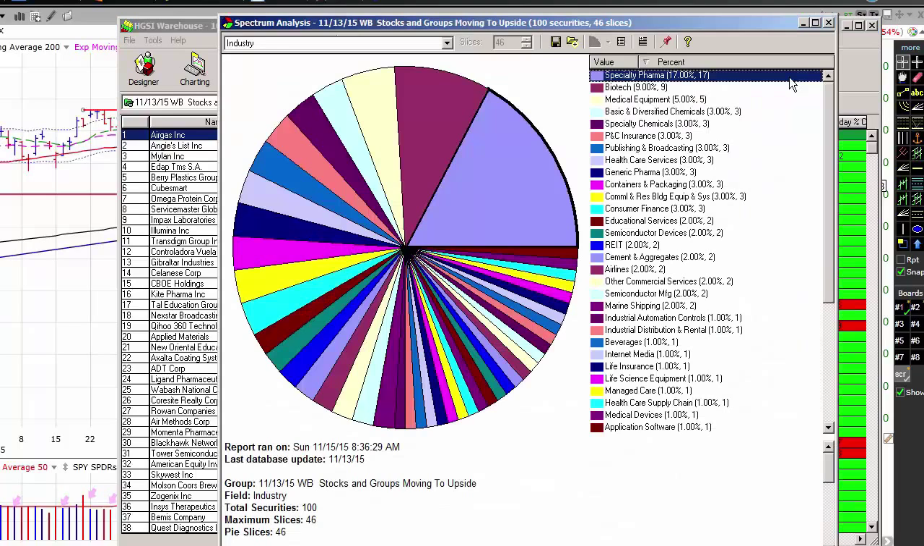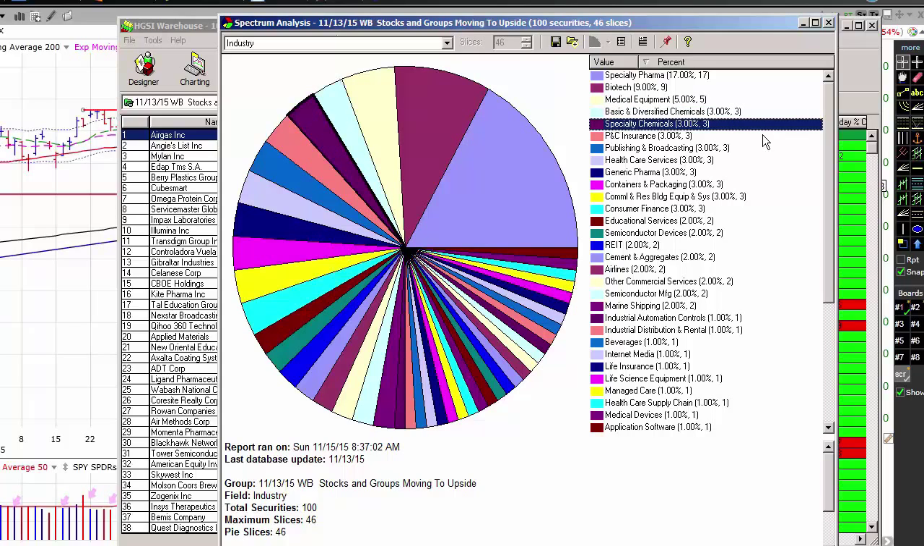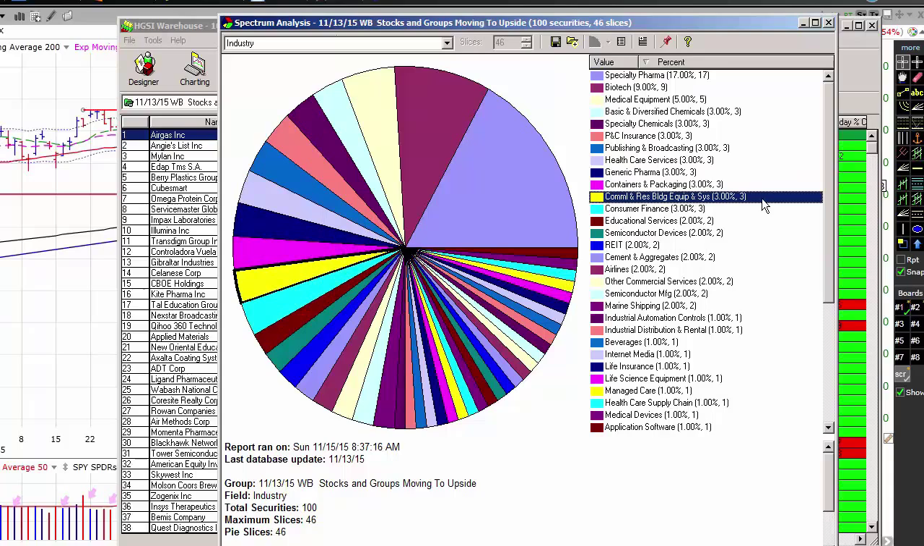As we can see, on Friday, of the top 100 stocks in our sort, 17 were from specialty pharmaceuticals, 9 were from biotech, 5 were from medical equipment, 3 were from basic and diversified chemicals, and rounding out the top 5, specialty chemicals with 3, property and casualty insurance with 3, publishing and broadcasting with 3, healthcare services, generic pharmaceutical, containers and packaging, commercial and residential equipment and systems, consumer finance, all with 3 stocks in the top 100.